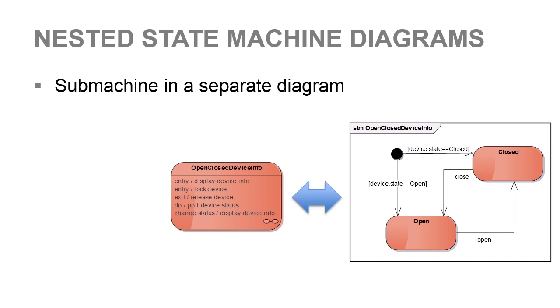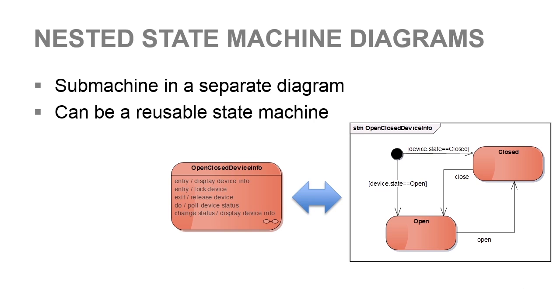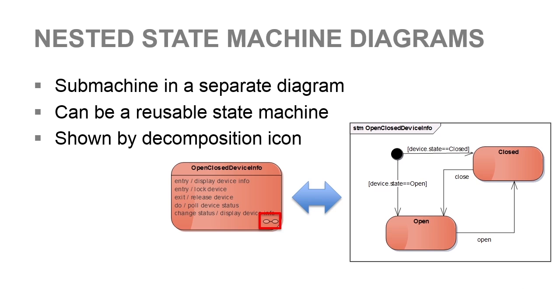It's also possible to create a separate diagram for the nested state machine. This can be in the same package or elsewhere in the model. Having it elsewhere in the model makes it possible to use it as a reusable state machine that can be referenced from a number of different state machine diagrams in the model. The fact that a state has a nested state machine in a separate diagram is shown by the use of the hidden decomposition indicator icon, which is in the lower right part of the state open-closed device info here.